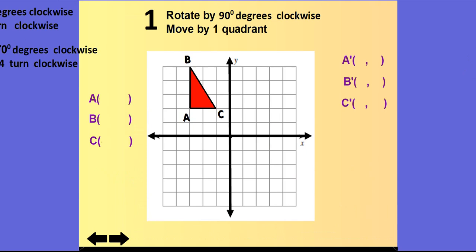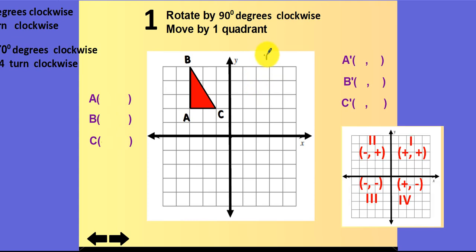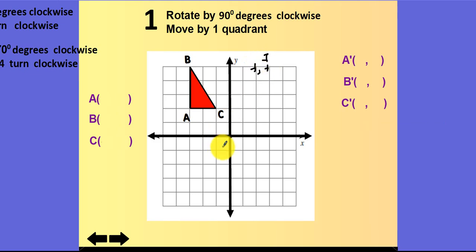Let's demonstrate that procedure. So let's say I would like to rotate this triangle 90 degrees clockwise. So it means that I have to move 1 quadrant clockwise. My triangle should be in this quadrant, which is the first quadrant. In our first quadrant, we know that the sign should be positive, positive, because the x values here are positive and the y values here are all positive.